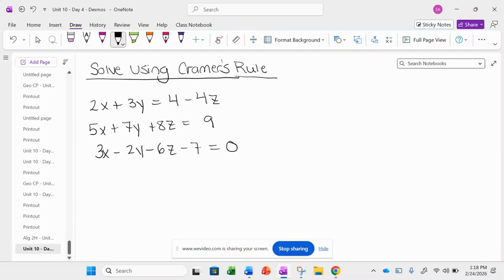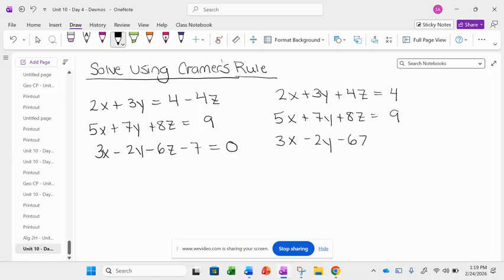Okay, if we're going to solve using Cramer's, is this a good setup? No. Remember, we want it in the elimination setup. We want variables on one side, constants on the other side. So my first equation, I'm changing 2x plus 3y plus 4z equals 4. All I did was add the 4z over. 5x plus 7y plus 8z equals 9 is perfect. And then the last one, all I have to do is move the 7 over. 3x minus 2y minus 6z equals 7.